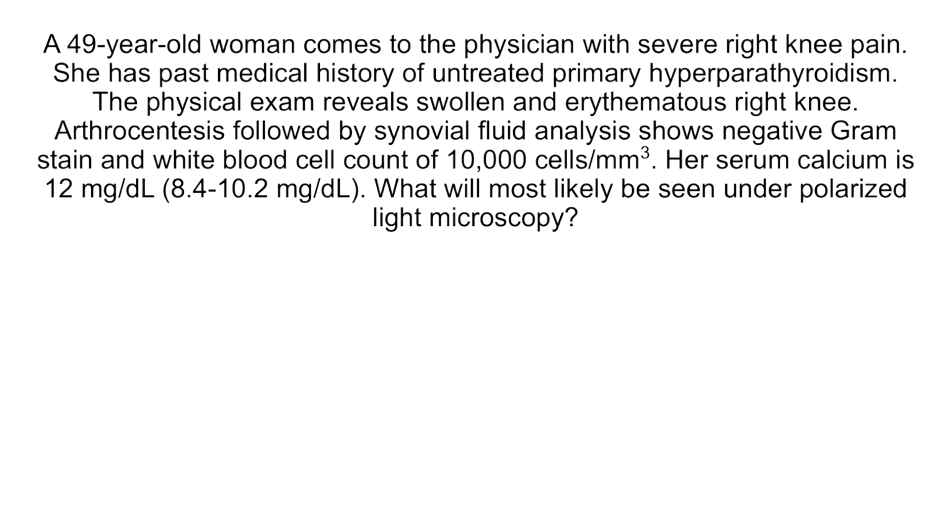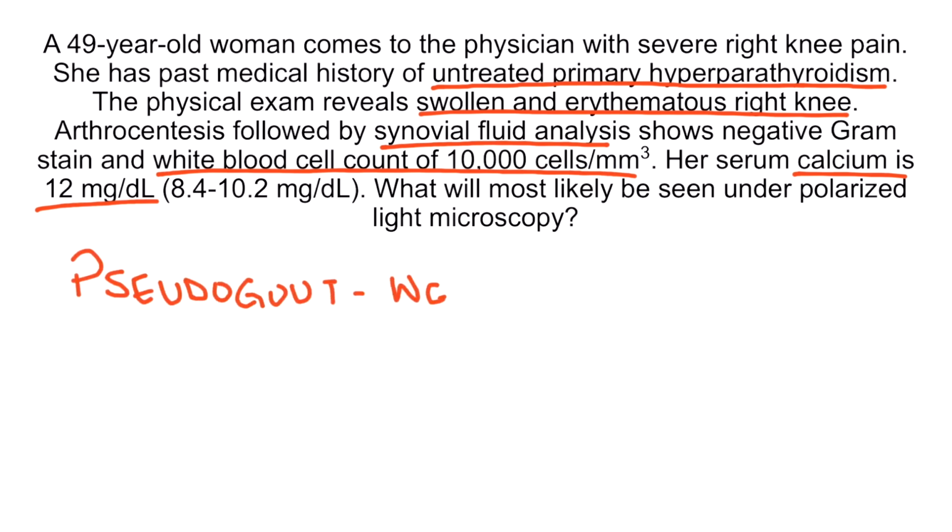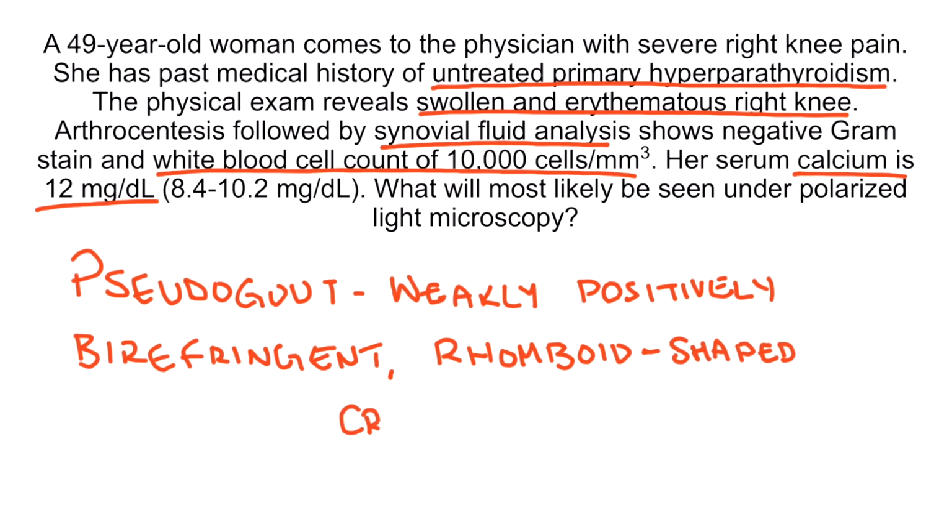This patient with untreated primary hyperparathyroidism and hypercalcemia presents with a swollen, painful, and erythematous right knee. The synovial fluid white blood cell count indicates inflammatory non-infectious arthritis. Considering her comorbidity, she likely suffers from acute calcium pyrophosphate deposition disease, also known as pseudogout. Polarized light microscopy typically shows weakly birefringent rhomboid-shaped crystals in patients with pseudogout.